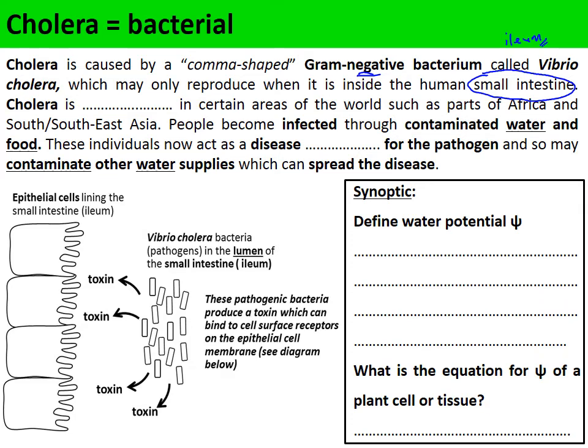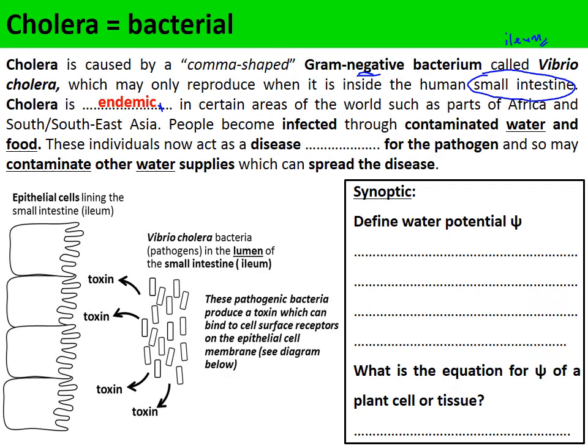And that's where most digestion and therefore absorption occurs from the human diet. Now, cholera is, keyword, in certain areas of the world, such as parts of Africa and Southeast Asia, endemic. That means that cholera is present in low levels in populations in these areas, and it's been there for an awful long time. Now, people do become infected through contaminated water and also sometimes contaminated food.